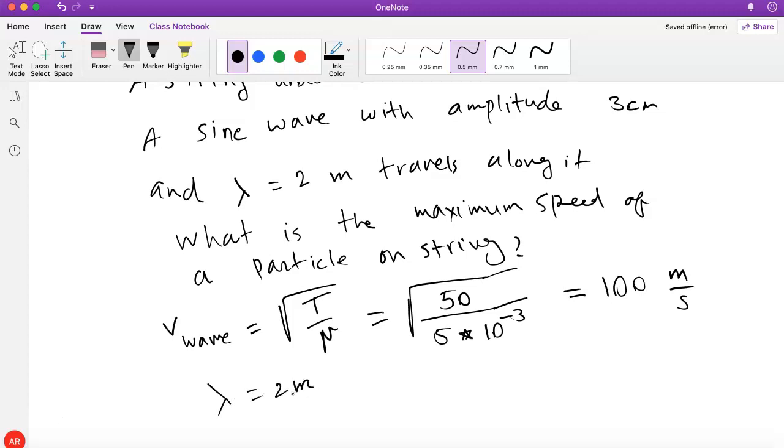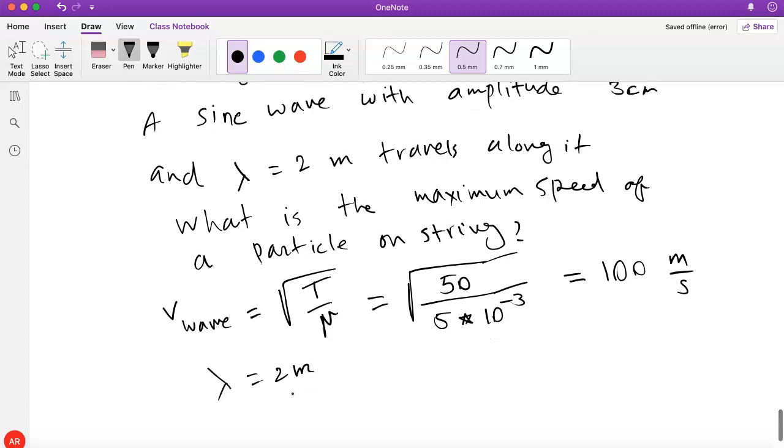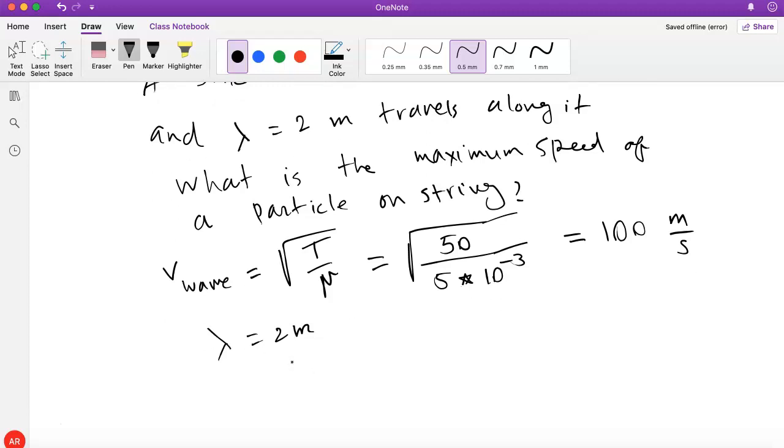And the problem is asking about the maximum speed of a particle on the string, right? So it's about the physical velocity or the physical speed of a piece of this rope, a particle that belongs to the string. So that's something that's changing as a function of time, right? Every little piece of this string is performing simple harmonic motion. It moves up and down. So what can we say?